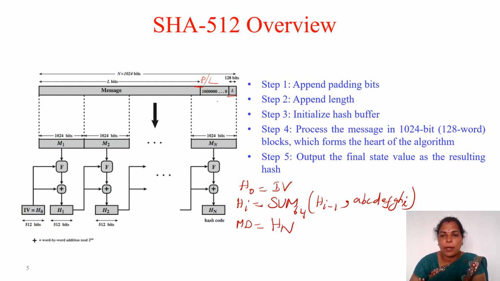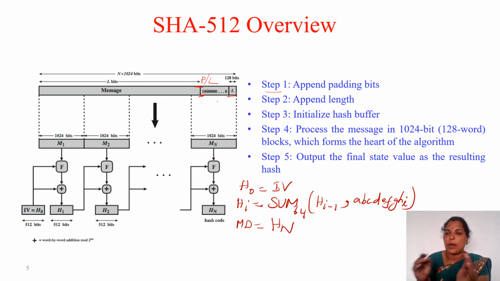So how are we performing padding? Always the first bit is 1 and the remaining bits are 0 for the padding. So the message size is L bits, but we are having N into 1024 bits. Always we divide the message into 1024 bit blocks. In order to make it a multiple of 1024, we perform padding here, and the length field is of 128 bits. So the first step is append padding bits.